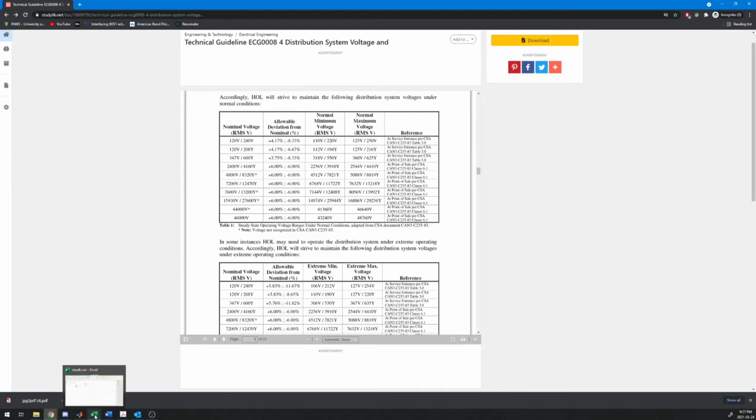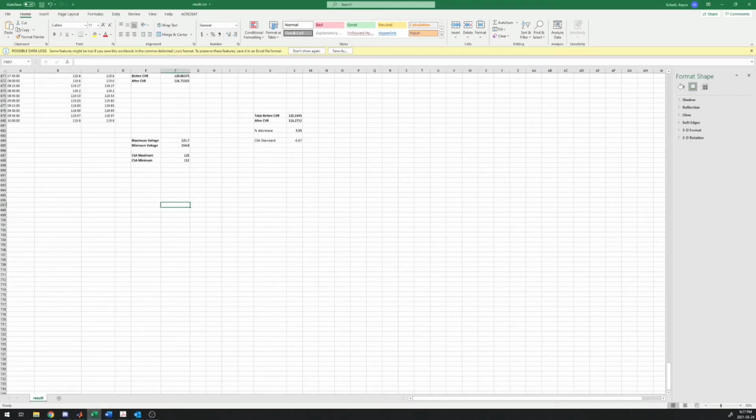So let's take a look at the graph again. The peak voltage of 125 volts was not our concern, but the lowest voltage that we're allowed to go to was 112 volts. We must meet this minimum voltage requirement in the system. In other words, our reduced voltage by the CVR method must not be any less than 112 volts.